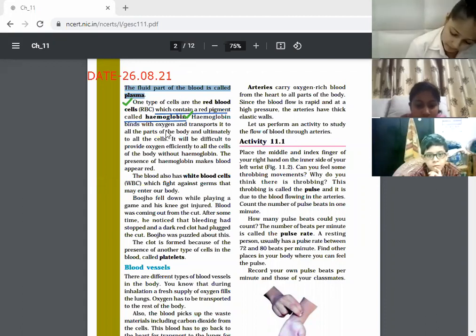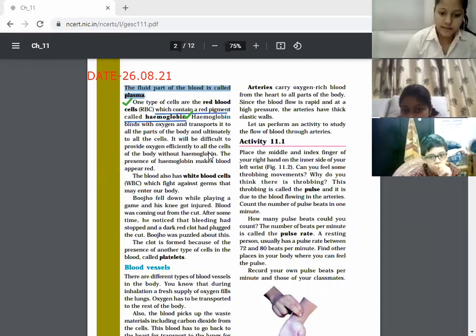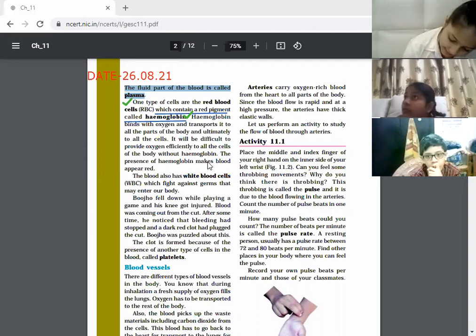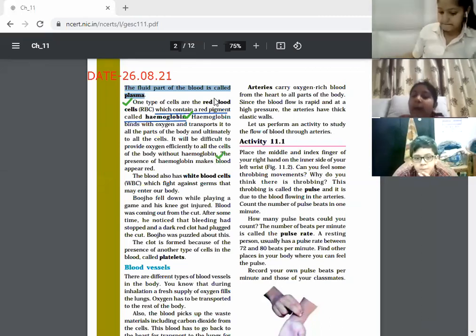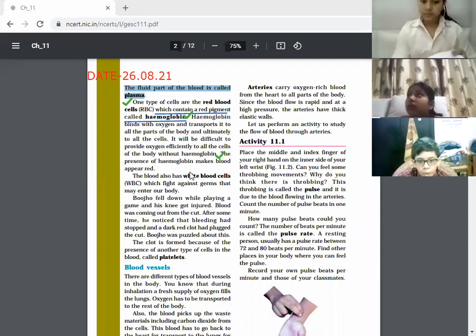Kindly underline. So children, RBCs contain red colored pigment which is known as hemoglobin. Hemoglobin mixes with oxygen and is transported to all parts of the body and all parts of the cell, because it will be difficult to provide oxygen to all parts of the cell without hemoglobin. Already we have underlined that the presence of hemoglobin makes the blood appear red. The color of the blood is red due to the presence of hemoglobin.